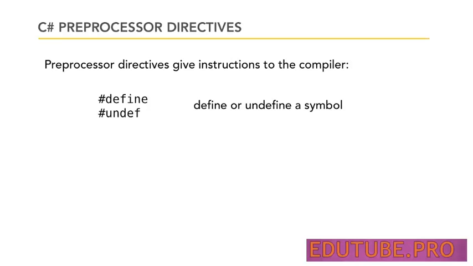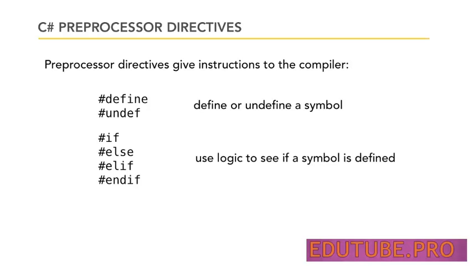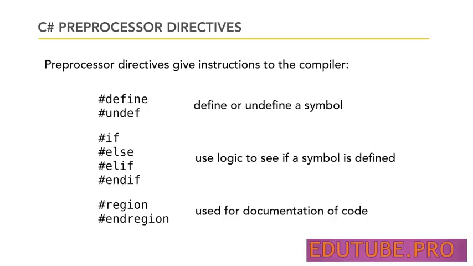Using preprocessor directives, you can also do things like logic. You can use pound if, pound else, pound elif, or pound endif. And these allow you to use logic to see if a certain symbol is defined. Now, if the light bulb hasn't gone off yet, don't worry, it will in just a moment. But there's two more directives we want to take a look at. They are region and endregion. And these are used for documenting your code so that the C# Express development environment allows you to do things like label regions and collapse regions and so on. But rather than just talk about them, let's actually see them in action because slides just don't do it justice.